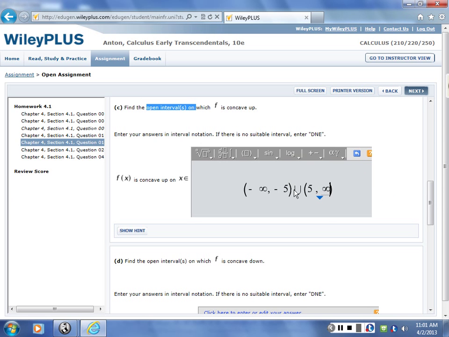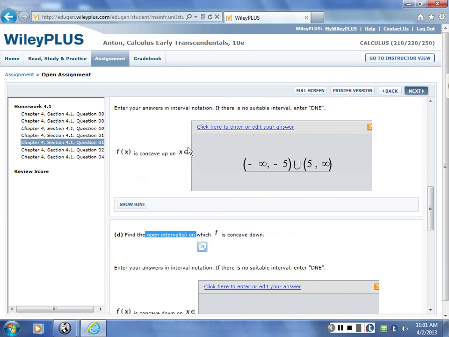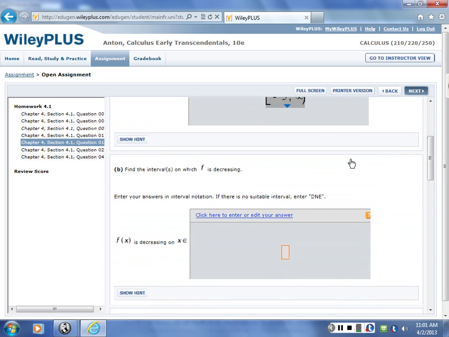A lot of students that emailed me just didn't write in the union, and they put that. Wiley will not know how to input that, so they'll count that wrong. So that union, right there. If it says an open interval, use an open interval. If it says an interval, you can go ahead and use the closed one. So that was just a comment real quick on that one.